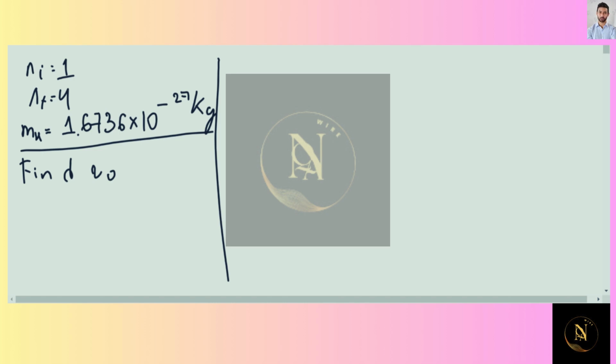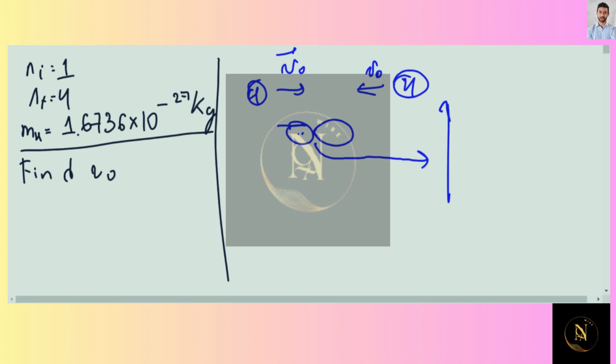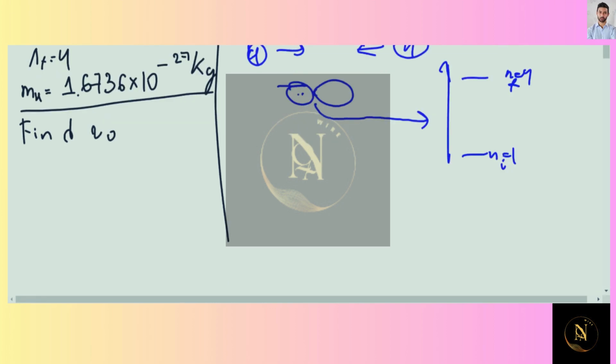To find the speed of each hydrogen atom, which is needed to excite both hydrogens from the ground level to level number 4 by head-on collision. So let's sketch the system. Let's say there are two identical hydrogen atoms moving towards each other. Then they collide, and it results in the excitement of each hydrogen from n equals 1 to n final equals 4. So basically we have to find the initial speed of each hydrogen atom.